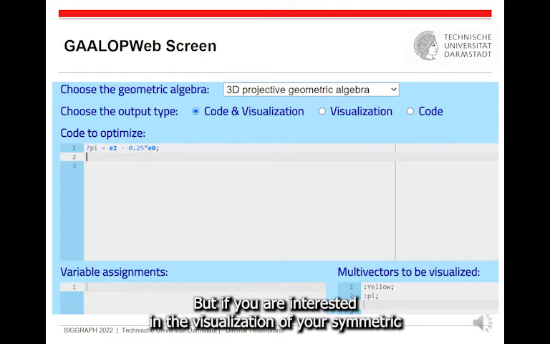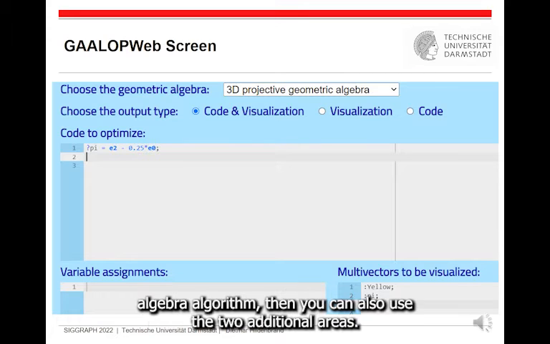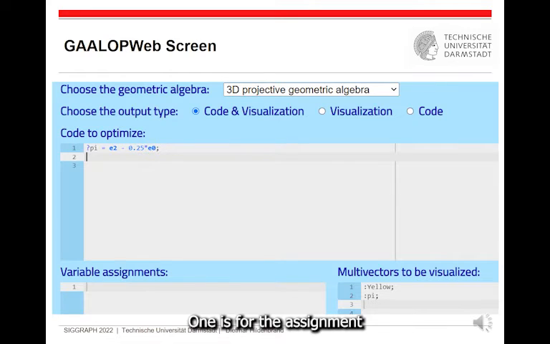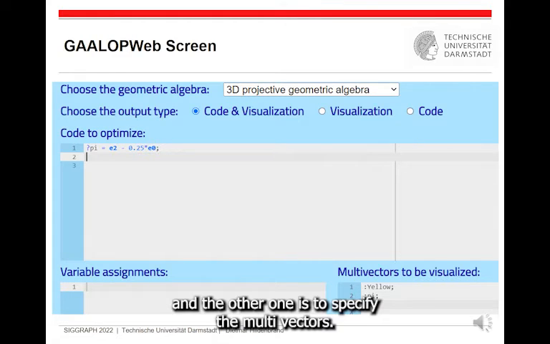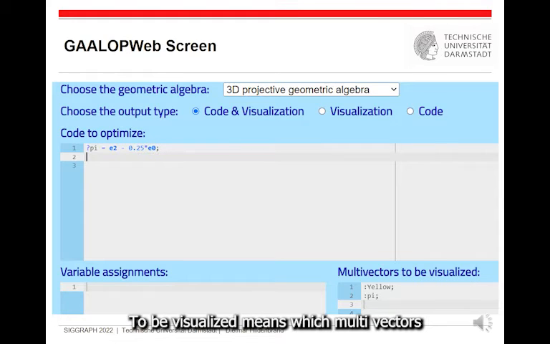But if you're also interested in the visualization of your geometric algebra algorithm, then you can also use the two additional areas. One is for the assignment of concrete values to variables, and the other one is to specify the multivectors to be visualized, meaning which multivectors should be visualized and in which color.